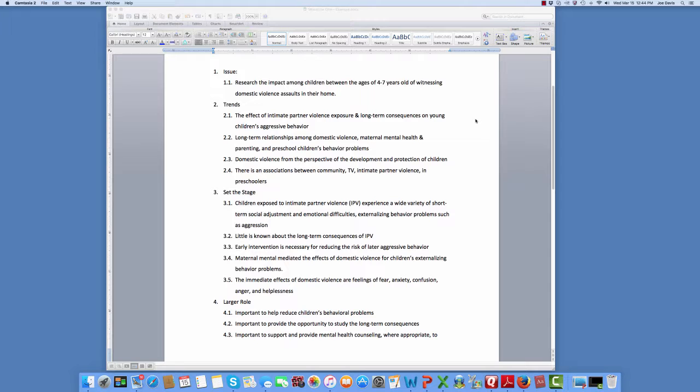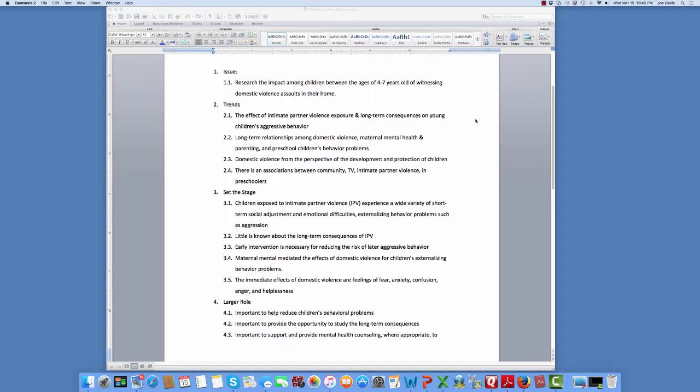The immediate effects of domestic violence are feelings of fear, anxiety, confusion, and helplessness. Should be a word in there that says in children. Okay, but that's the immediate result. And we can, if it's true, and if we can prove that with our research, then we could come up with ameliorations for that so that we can help reduce or eliminate the fear, anxiety, confusion, anger, and helplessness.